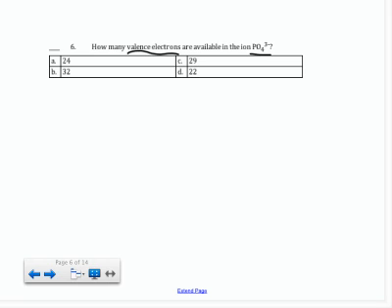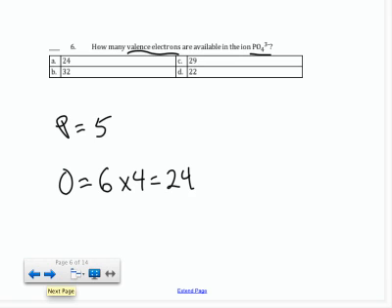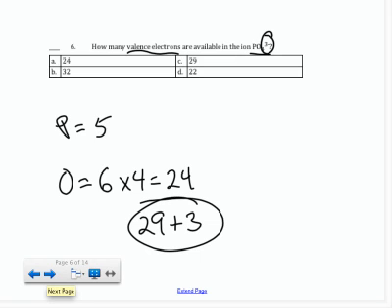How many valence electrons are in PO4 3-, the phosphate ion? Well, the phosphorus has 5 valence electrons. Each of the oxygens has 6, and there are 4 of them, so that means 24. And then you have to add 3 extra electrons for that -3 charge, which means there's 3 more electrons than usual. So you've got 29 from the atoms plus 3 for the charge, which is 32. Answer choice B.